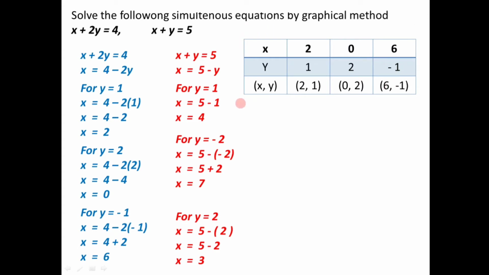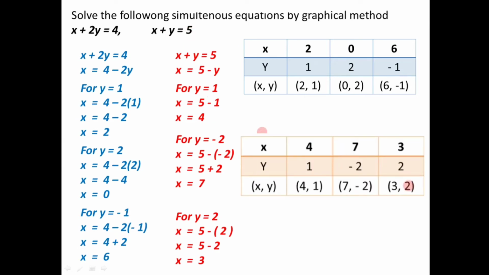So this is the coordinates table for the first equation, x + 2y = 4. In the same way, we can have the coordinates table for the second equation, x + y = 5. So this is the coordinates table, the variables x, y, and in the third row, the coordinates x, y are written. When y is equal to 1, we get the value of x as 4. So the coordinates are (4, 1).